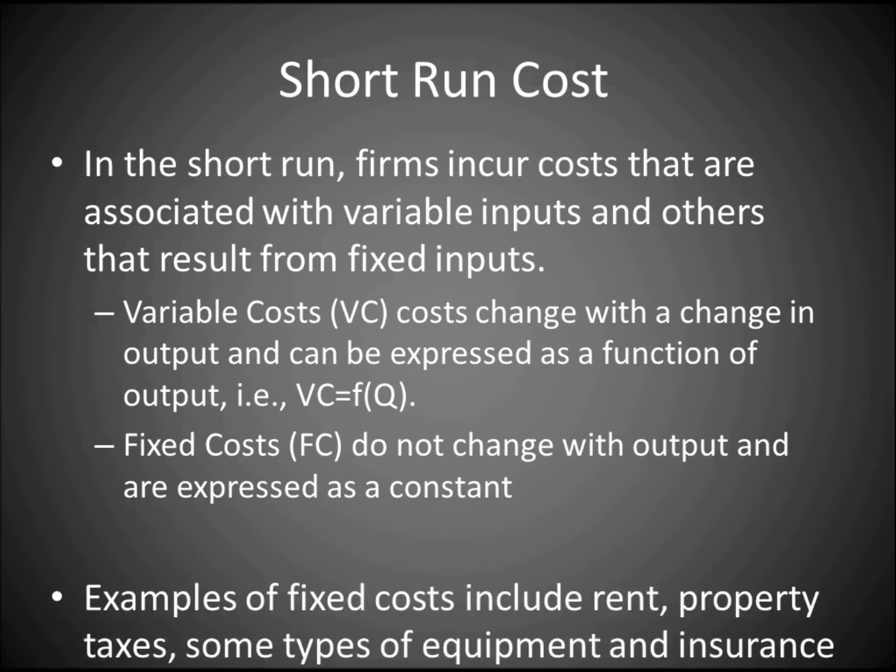So some examples of fixed costs include things like rent. You sign a lease and it's a 5-year lease on the building. Well, whether you create 1 unit or 1,000 units of output, you still have to pay your lease payments. You still have to pay your rent. Property taxes. If you buy the building instead, you still have property taxes that, regardless of what your productivity level is, will be paid, and you have to pay them for as long as you have your mortgage, for example. Some types of equipment and insurance fit this.